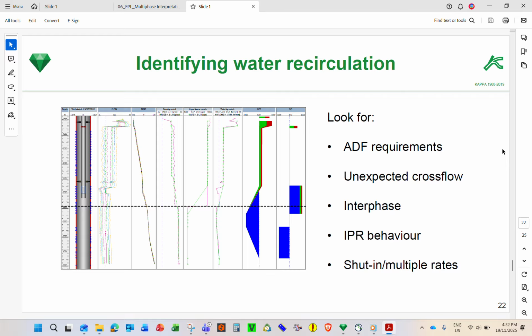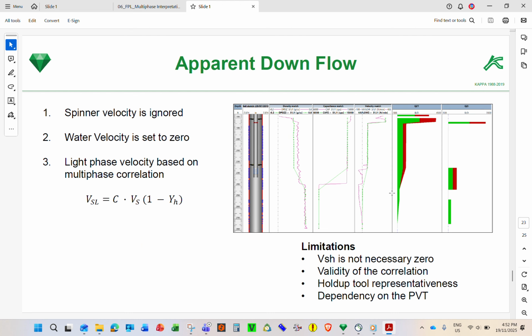So we have the calculation of apparent downflow in Emerald. It's just the approach, maybe it's not correct. VSL is the velocity superficial light: QL divided by the area. Constant slip velocity, light phase holdup. Heavy phase holdup not moving. So yeah, we don't use the spinner. Water velocity not moving. Light phase based on the correlation. So for liquid-gas we use Doppler, for the liquid we use ADT.